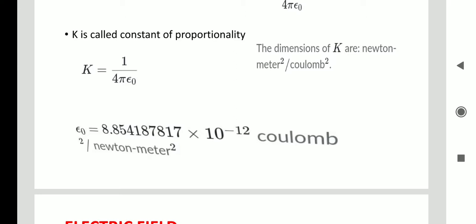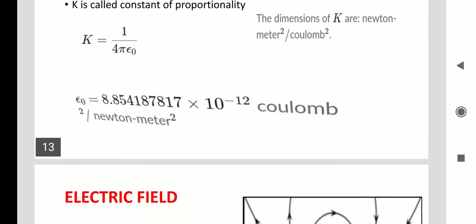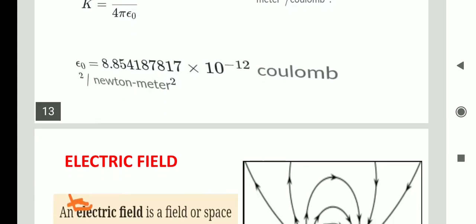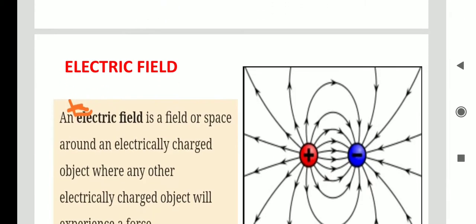If 4 pi is constant, then K is inversely proportional to epsilon naught. See here, K value is how much? The dimensions of K are Newton meter square by Coulomb square. So here the permittivity dimensions are Coulomb square by Newton meter square. That's it. Let's see electric field.